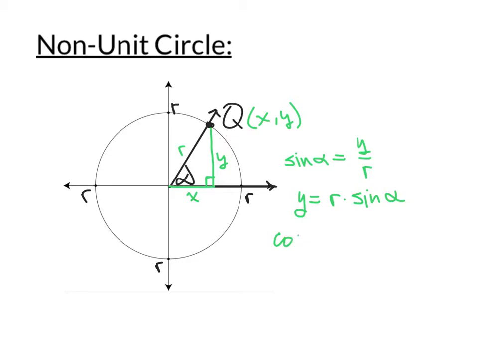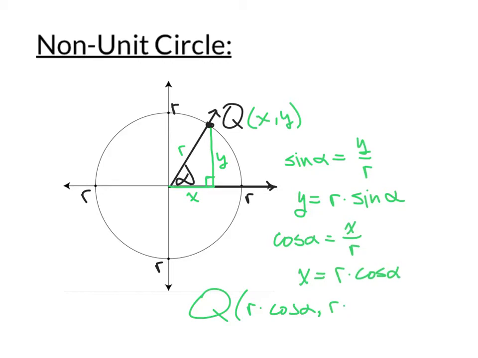Similarly, for cosine, cosine of alpha is going to be adjacent over hypotenuse, and to get x alone, multiply both sides by r, and we get r times cosine of theta. What that means for us then is that for any point Q that's on any circle, the x-coordinate is going to be the radius times cosine, and the y-coordinate is going to be the radius times sine. And that also works for a unit circle if we look back, because then the radius is just 1.